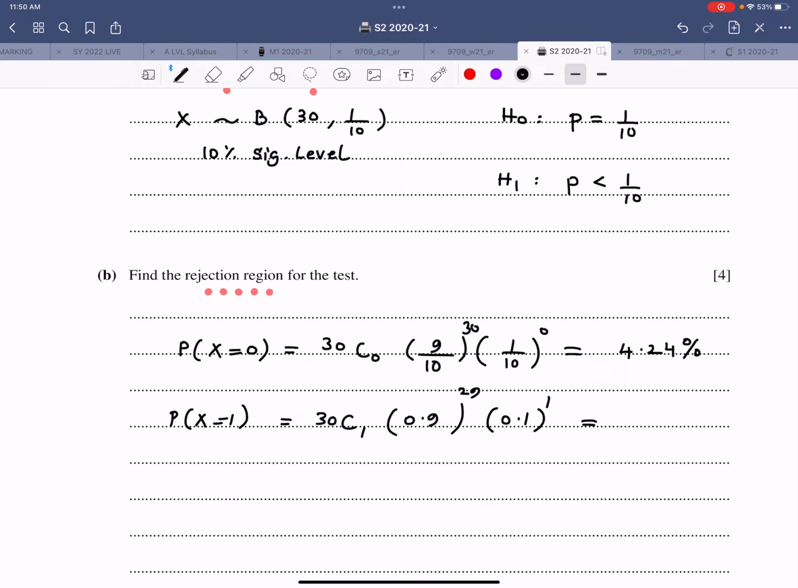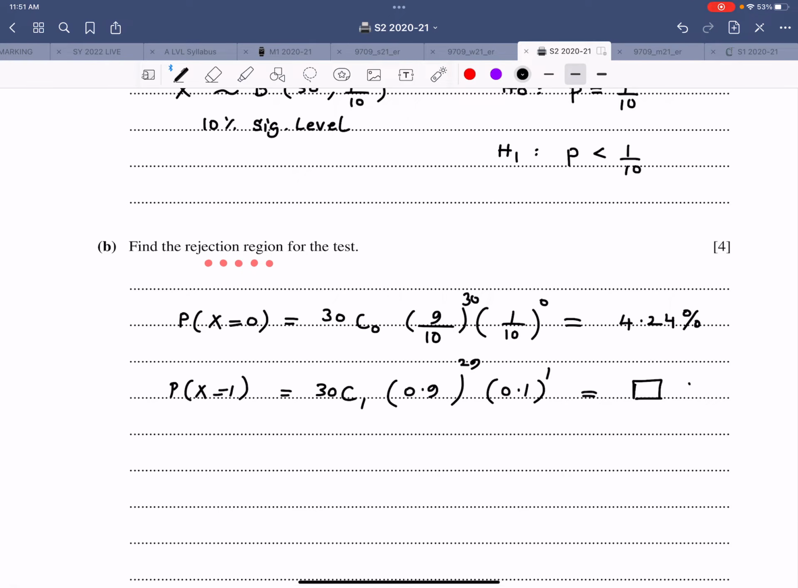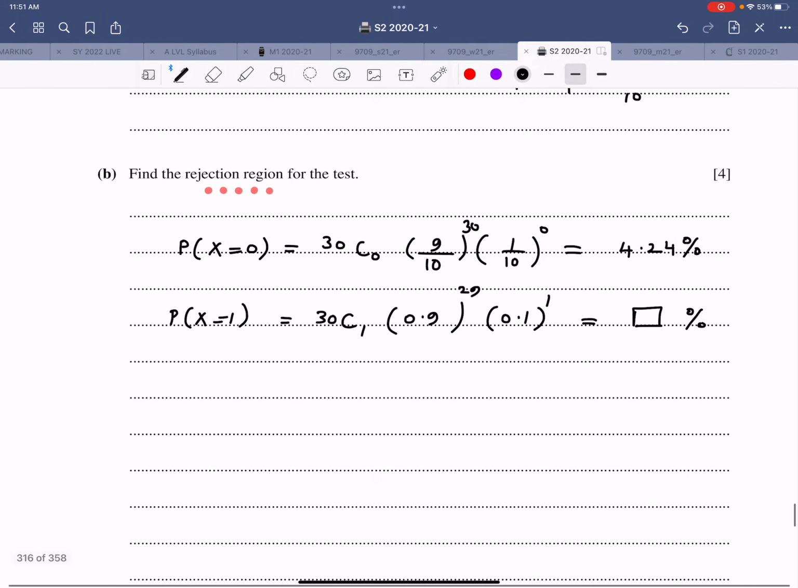And let me grab my calculator. But I don't have a calculator right now. So let me just check it from the mark scheme. So this value comes out to be some big percentage. Now, when I add these two, probability X is less than or equal to 1, that is probability X equals 0 plus probability X equals 1, that comes out to be 18.4%.